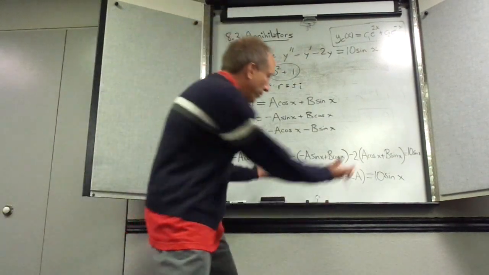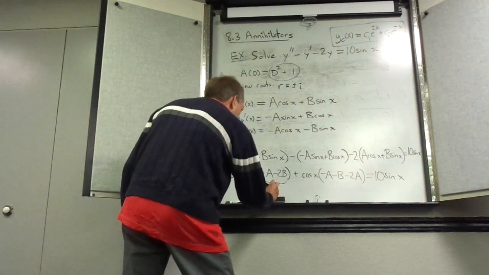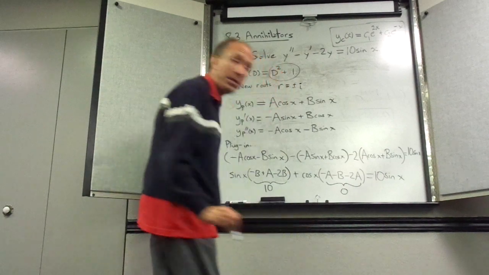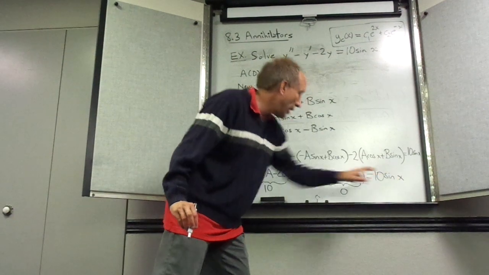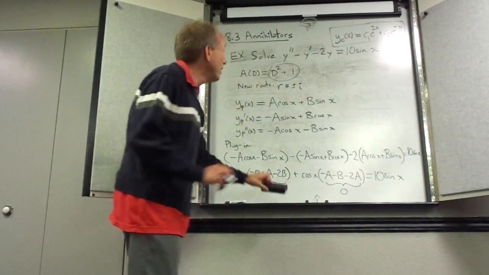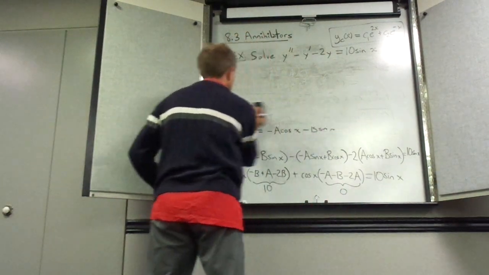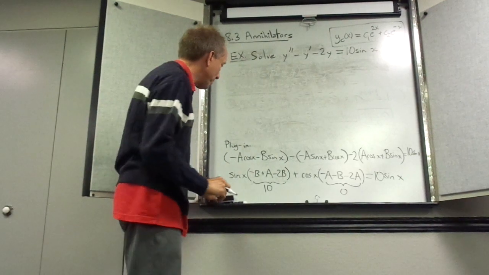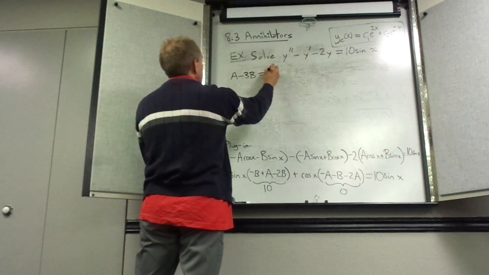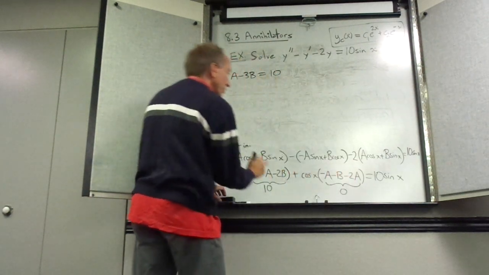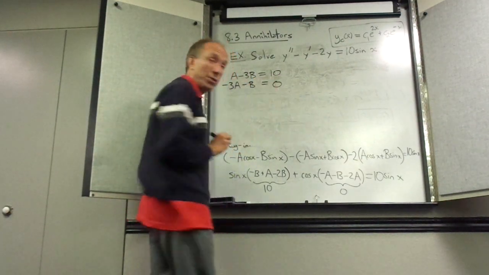Well, in order for the two sides of this equation to agree, this term here has to be 10, and this one has to be 0, right? There's no cosine on the right side. There's 10 sine on the right side, so the left side has to match that. Okay, so let's go ahead and take a look at what's going to happen. This equation right here is just a minus 3b equals 10. And this equation right here is negative 3a minus b equals 0.